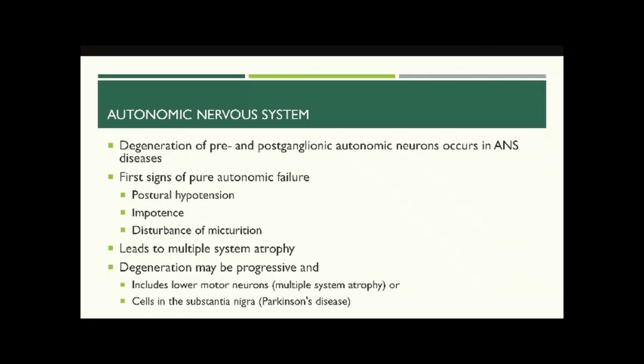First signs of pure autonomic failure, here's your postural hypotension. They get up, they get dizzy. Impotence, that's when a male will go and see the doctor for the first time, when that stops happening. And when that happens, we already know they're probably further advanced with other problems because that doesn't happen at once. It's usually other places as well. Disturbance of micturition, how they go to the bathroom. Multiple system atrophy. Degeneration may be progressive. And you get different problems from there. And we'll go through all the different diseases as we get through them.